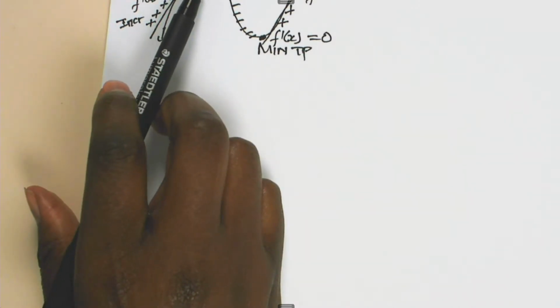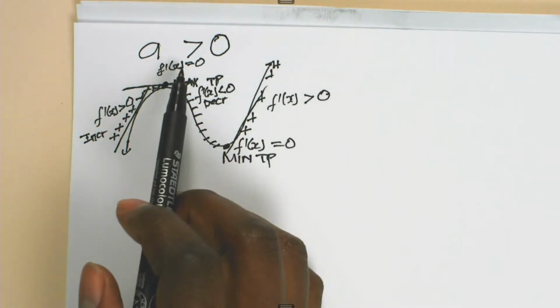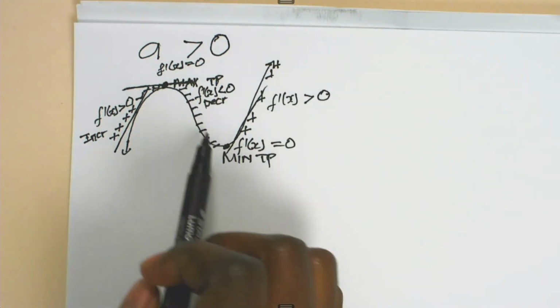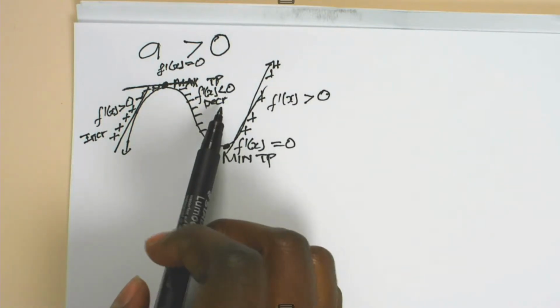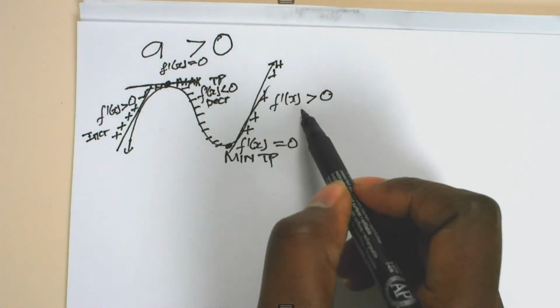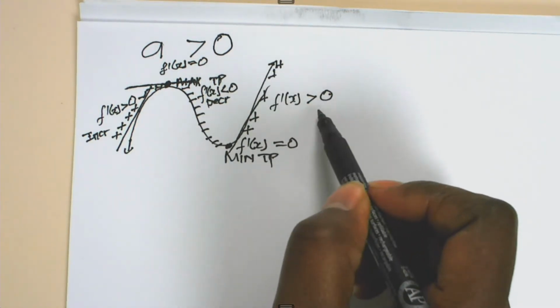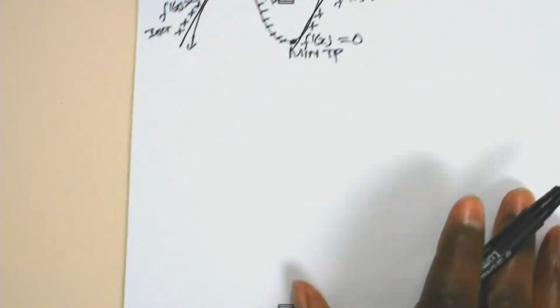At the turning point, f prime of x is equal to 0. And then here, the function decreases, therefore f prime of x is less than 0. Again, here our function is increasing, therefore f prime of x is greater than 0. You should remember this, learners. All right, now moving right along.